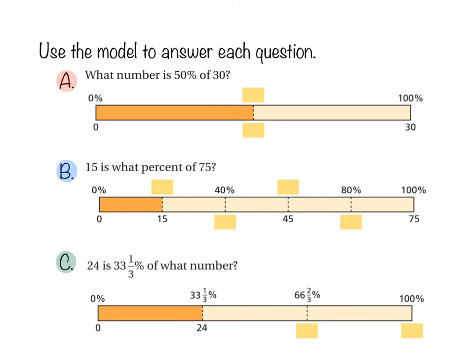All right, this is section 6.4, the percent equation. So let's look at these first three problems. You can see the kind of problems we're going to work with today. The first one says, what number is 50% of 30? And then we've got 15 is what percent of 75, and 24 is 33 and 1/3% of what number?